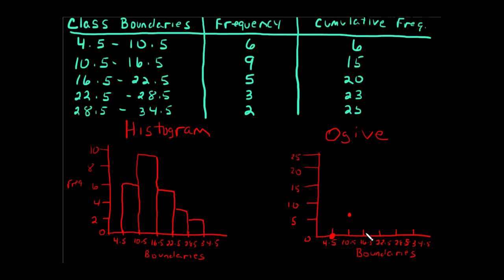And by the time I have reached 16.5, 15 of my observations have been accounted for, so I'm going to put a dot over the 16.5 tick mark at a height of 15. At 22.5, I've got 20 observations accounted for by that time. At 28.5, 23 of my observations have been accounted for. And finally, when I reach the very last class boundary, 34.5, all 25 of my data values have been accounted for. And now I just connect all of those dots with a line.